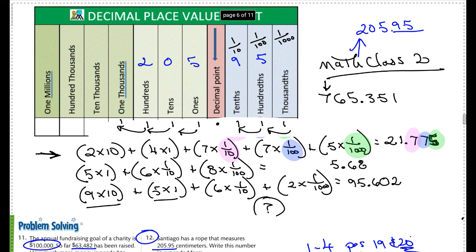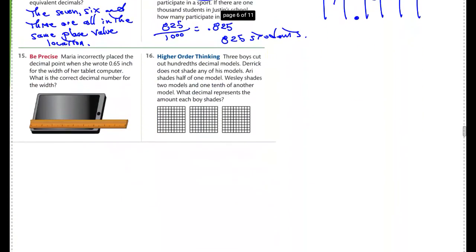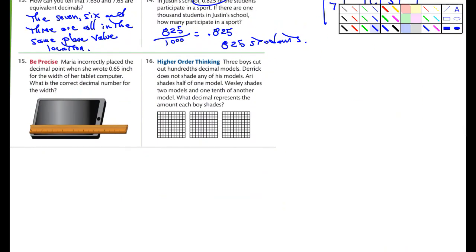All right, let's see here. Number 15 and 16. Be precise. Maria incorrectly placed the decimal point when she wrote 0.65 inch for the width of her tablet computer. What is the correct decimal number for the width?